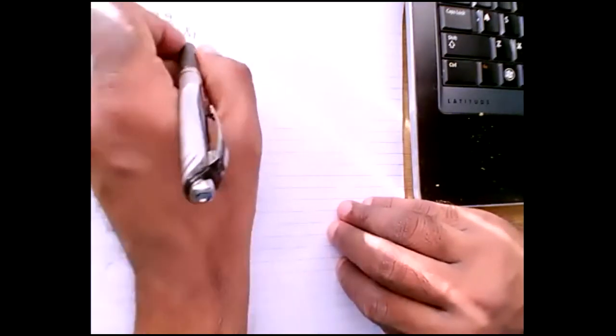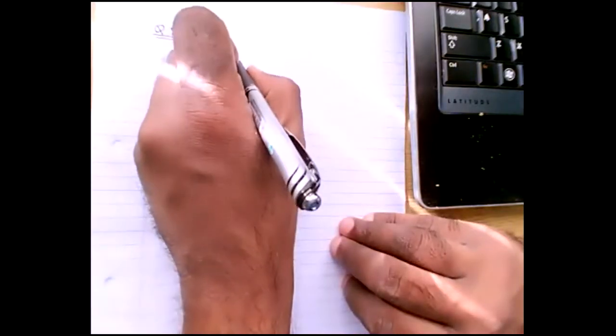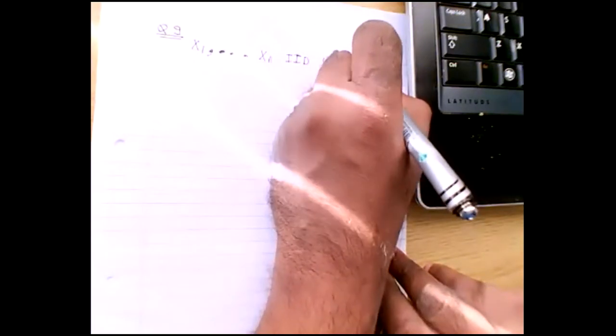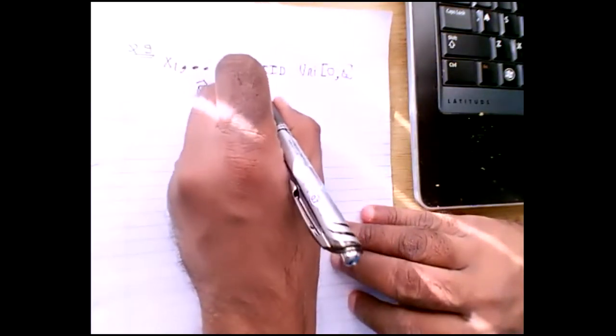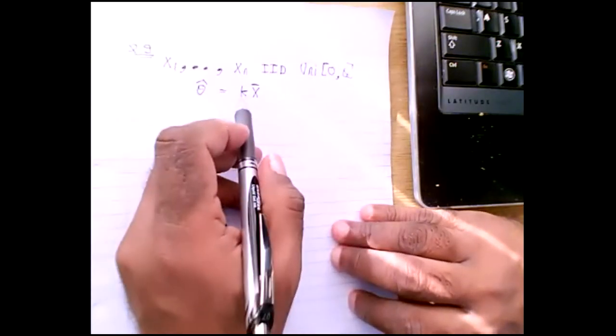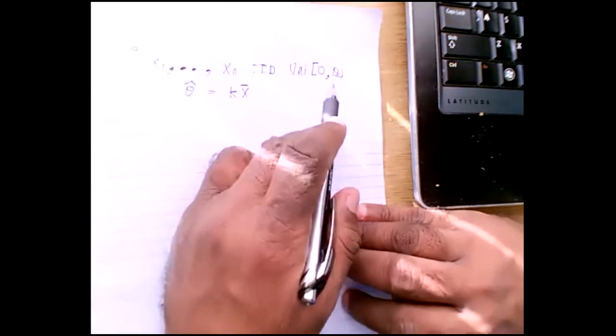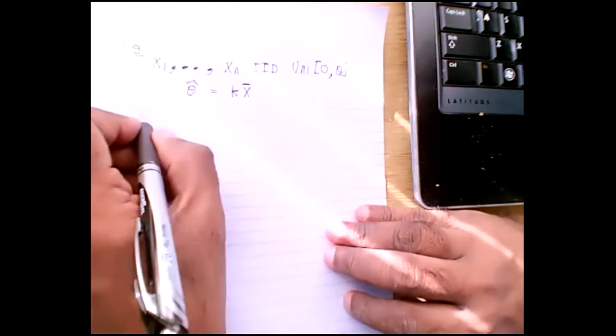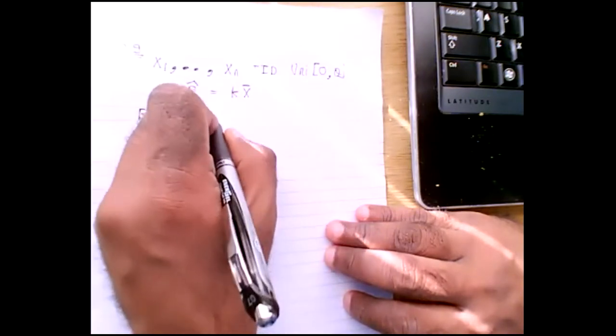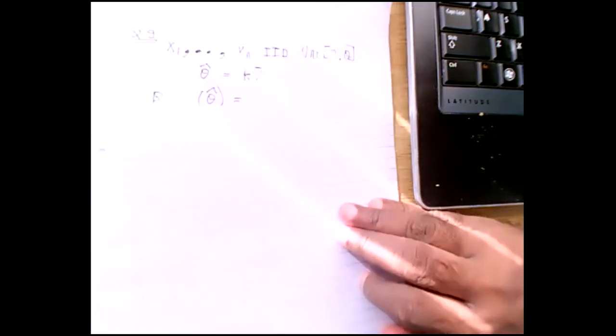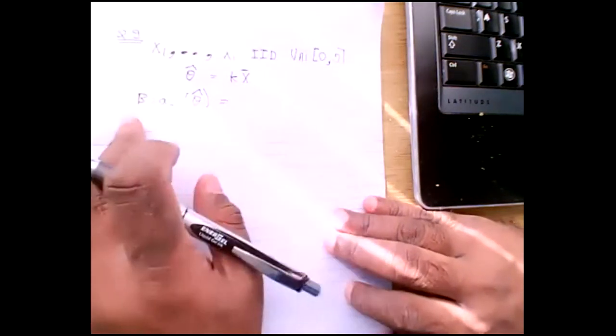All right, so this is question 9. You have a random sample x1 to xn, which are IID from a uniform distribution on the interval 0 to theta, right? And you have this estimator that is theta hat equal to k times x bar. The question is to find k such that this estimator is unbiased for theta. So what you need to do is to find the bias and see for what value of k the bias is 0.